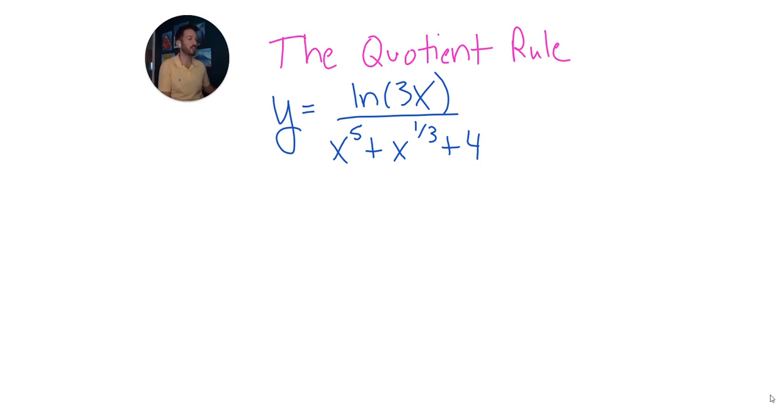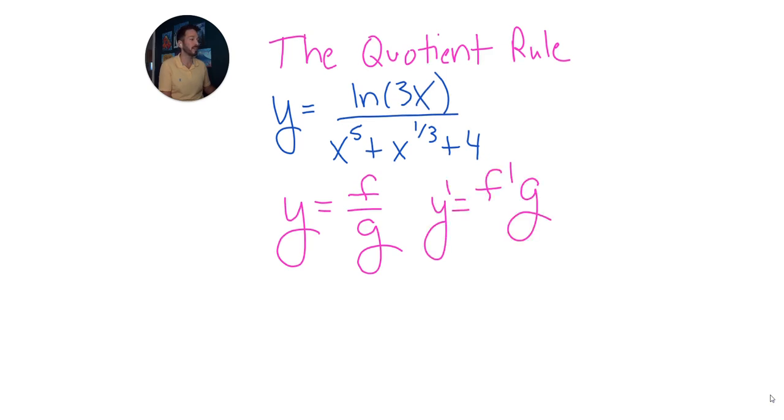Here it's the quotient rule. We need to differentiate this function, which I am calling y. This is a function divided by a function. So the quotient rule is the derivative of the top times the bottom minus the derivative of the bottom times the top, all over the bottom squared.